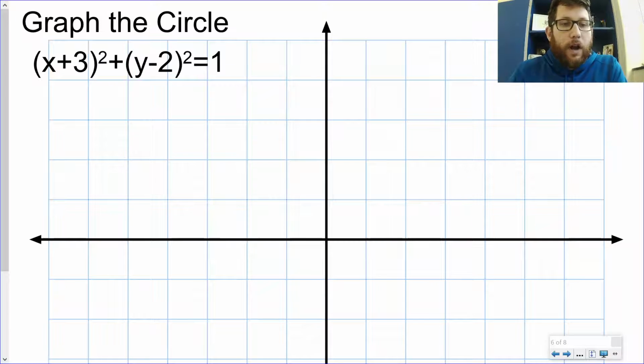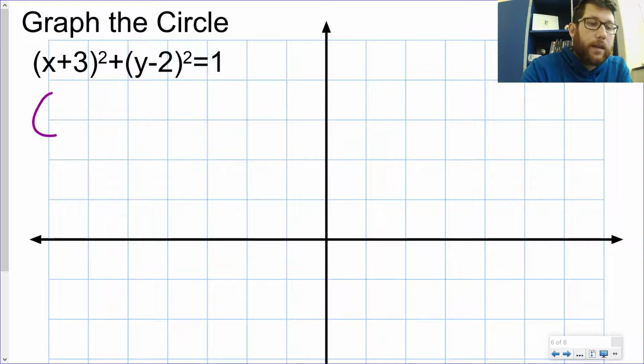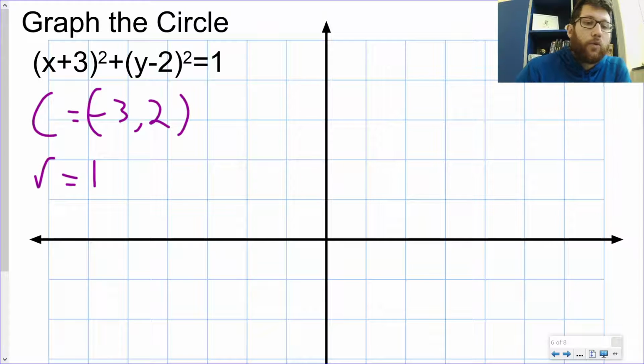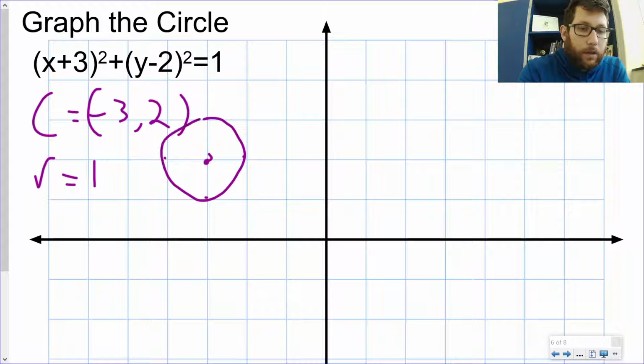All right, let's try one last one here, and you get the idea. My center is at (negative 3, positive 2). My radius is 1, since the square root of 1 is 1. Let's go ahead and graph it. Negative 3, positive 2 puts me right here. With a radius of 1, I'm just going to go 1 in each direction and sketch it out. All right, so that's how we graph a circle from the equation of a circle.